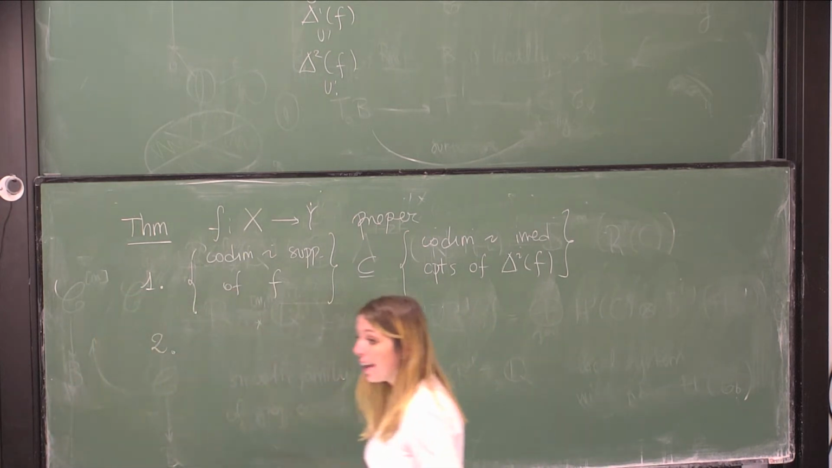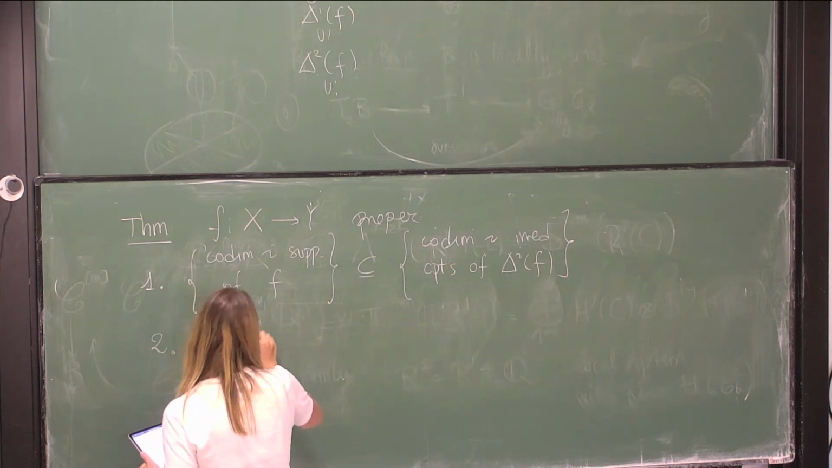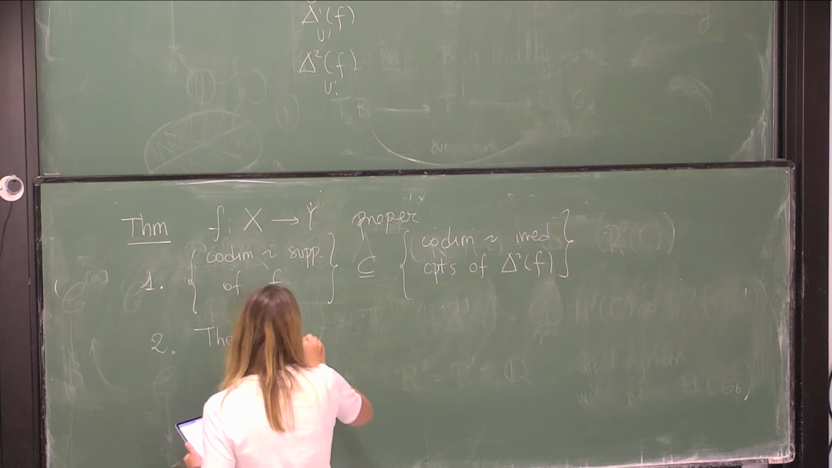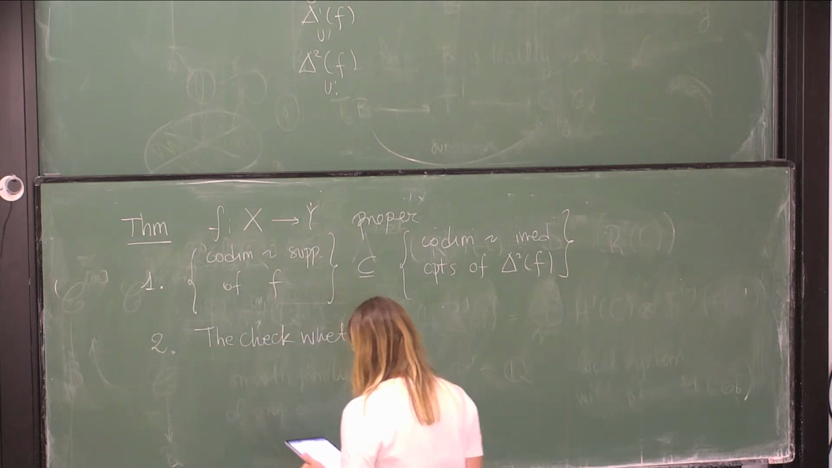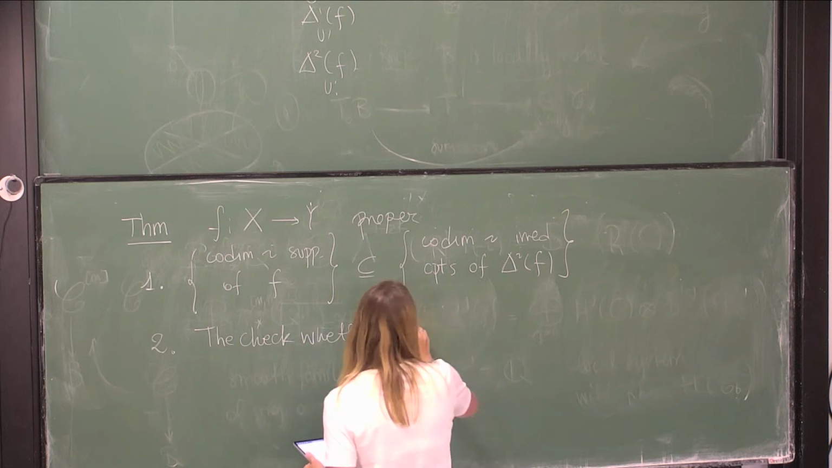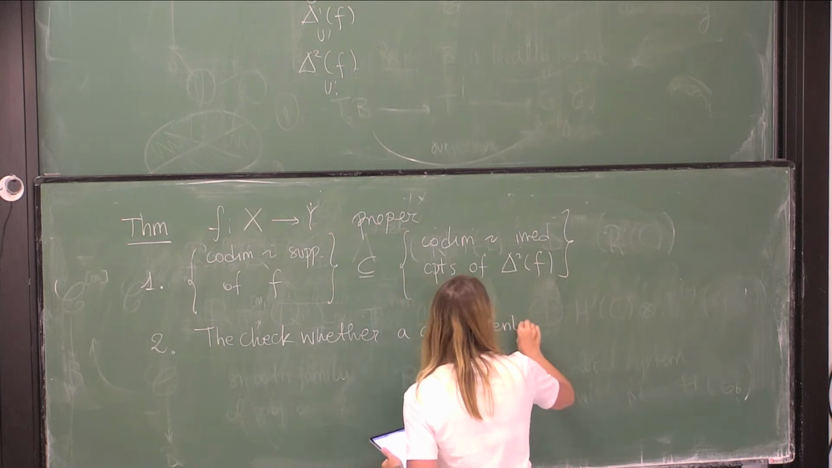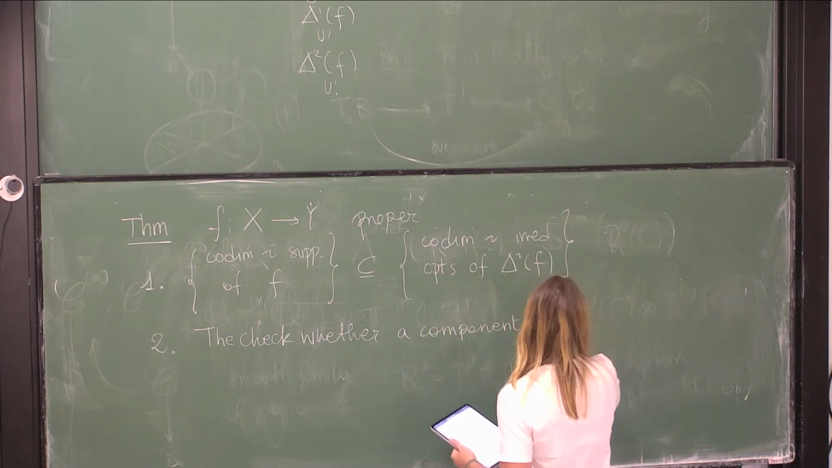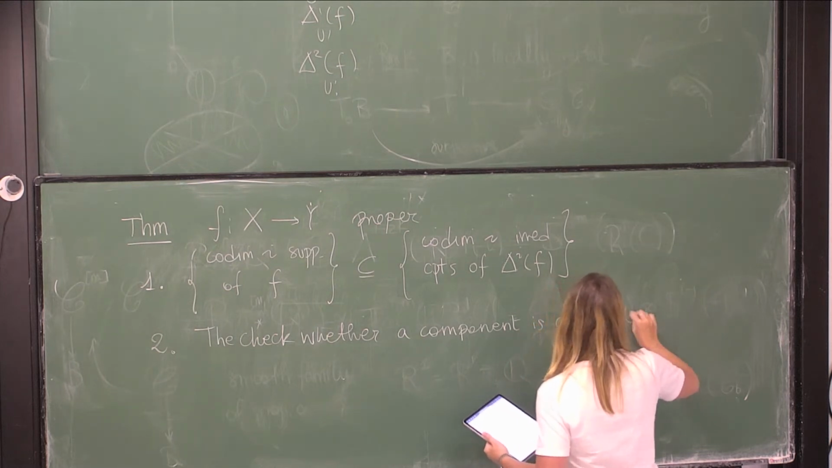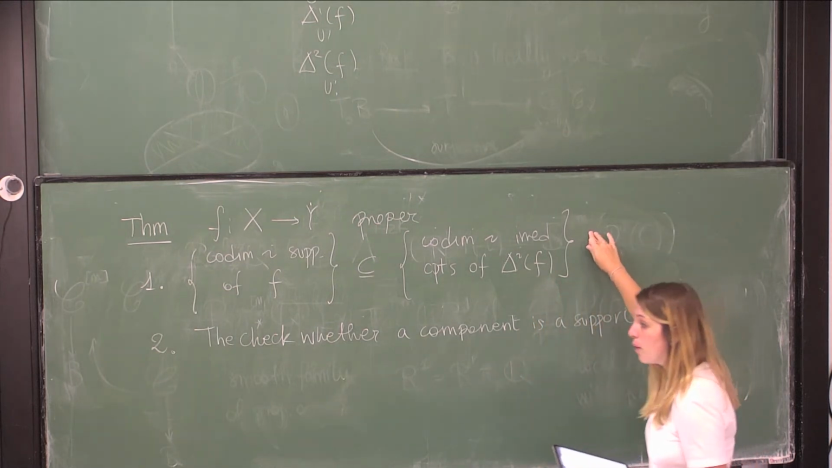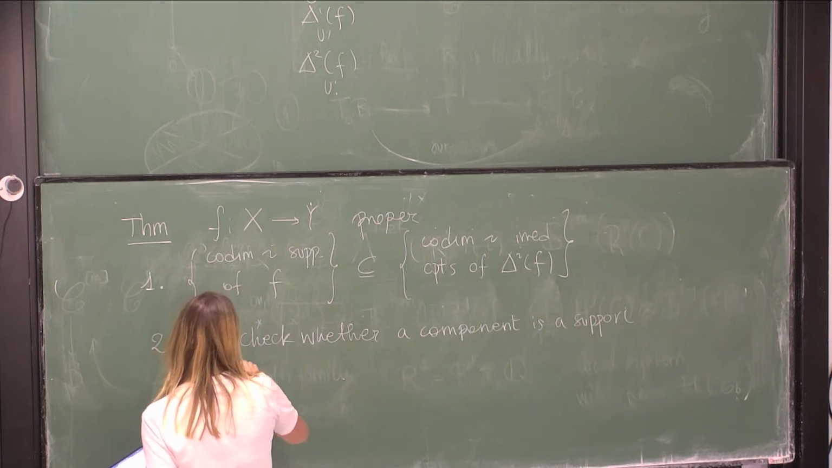And secondly, to check whether a component is indeed a support, just as a consequence of the proof, can be done on the generic point of the component.